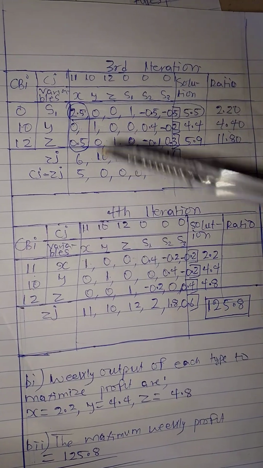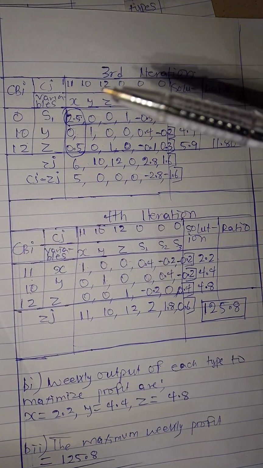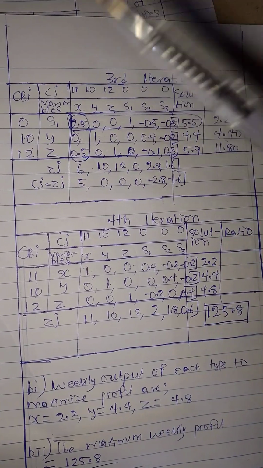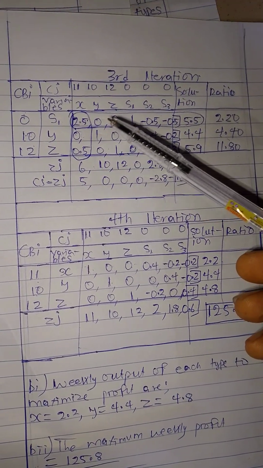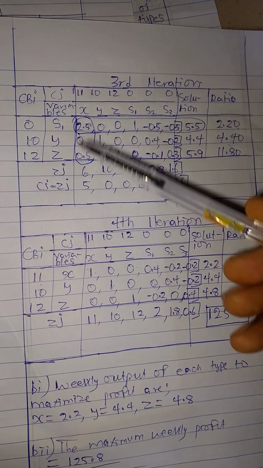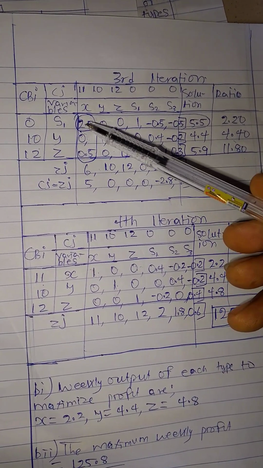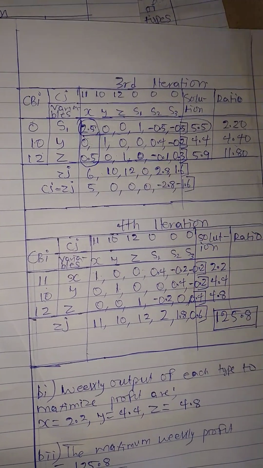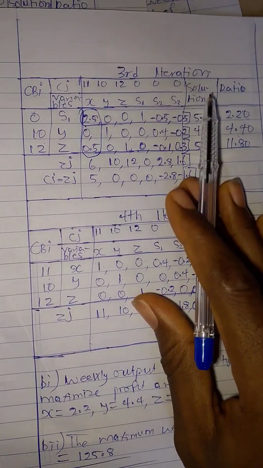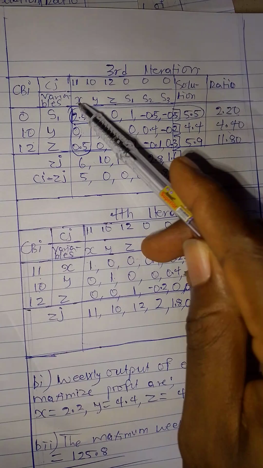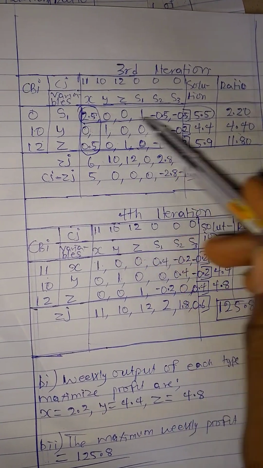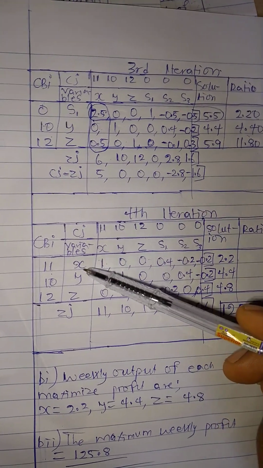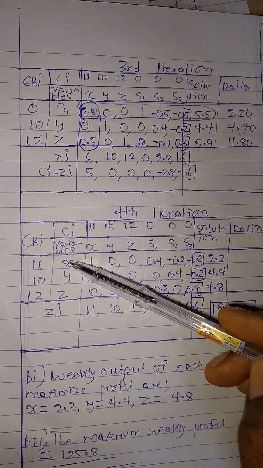Okay, so therefore, what are the leaving rows and what are the entering columns? If you check here, the entering column is x, and the leaving row is x1. So I have to replace x1 with x. That is, I have to replace the leaving variable with the entering variable. Okay, so x1 will be replaced with x.